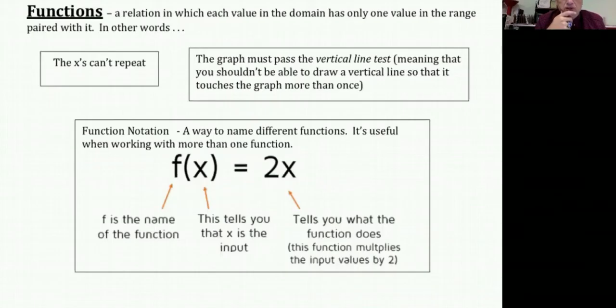So now this section of your page talks about the definition of a function. So a function is a relation, okay, so it's a group of ordered pairs, in where every value in the domain, which is x, has only one value in the range paired with it. So that means that if I have 1x, it is paired with 1y, and only one y.